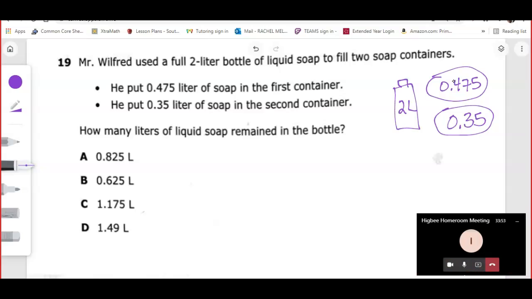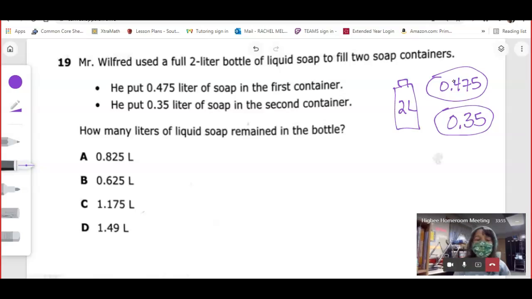So it says, like, how many liters of liquid soap remained in the bottle. So okay, so we're putting this amount here and we're putting this amount here, but then there's some left, right? Okay, we need to know what's left. So how do I do that? This is probably a multi-step problem. Rakaya, what am I going to need to do first?